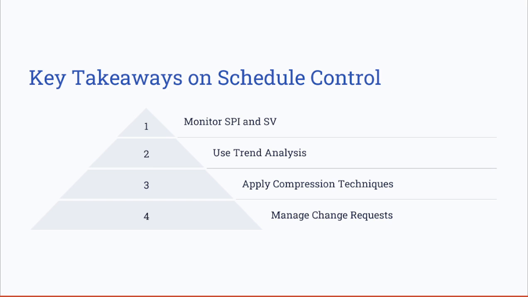Then you have the SPI, when we talked about how to calculate the schedule performance index by dividing the EV by the PV, which is the planned value, to detect any schedule risks early. Also using trend analysis and forecasting to predict the future delays. And we also have seen how to apply the schedule compression technique when necessary, and ensuring that the change requests go through a proper approval process.